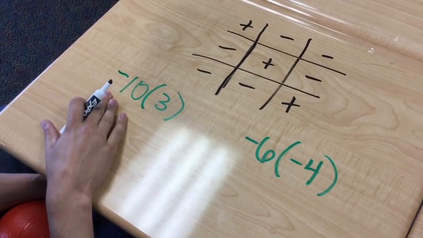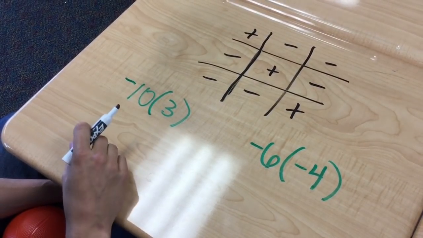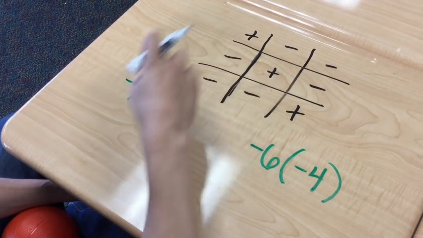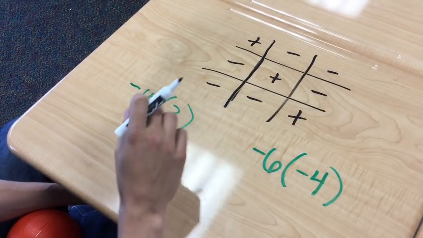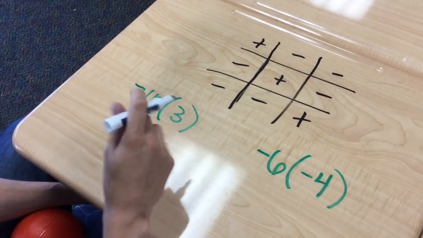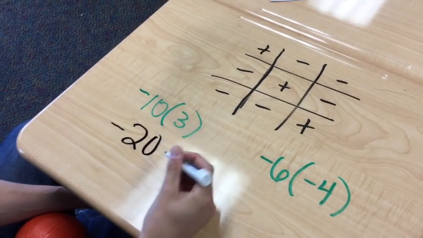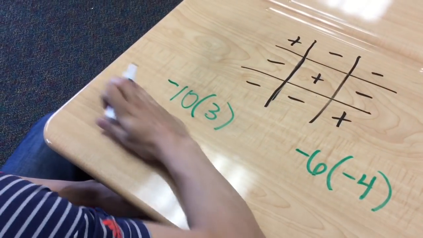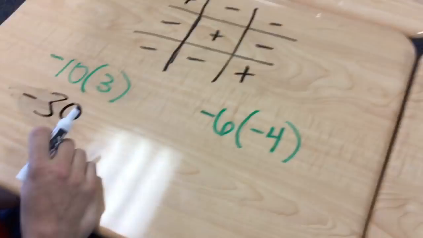Okay, so we have a negative 10 and a positive 3. So I'm going to know that I have a negative times a positive. So I know my answer is going to be negative. So 10 times 3 is negative 20. What? 30. Good job.